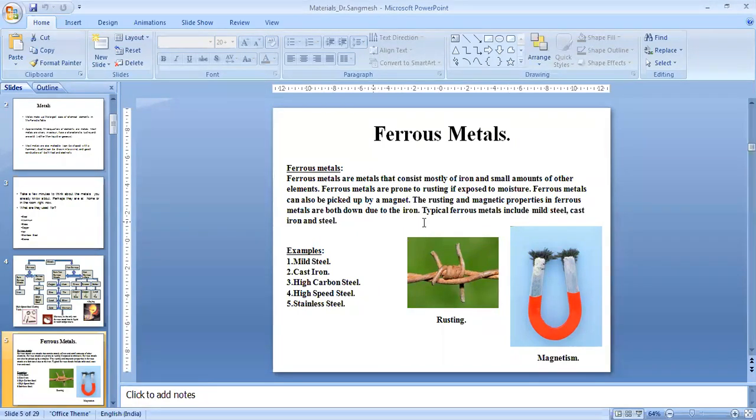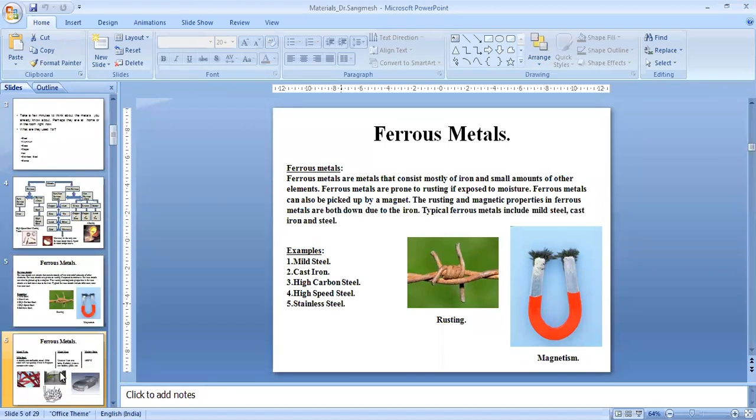That is a main issue with respect to ferrous metal. They can also be picked up by a magnet. It is very interesting to note that it is the magnetism: it attracts to a magnet, and the rusting and magnetic properties in ferrous metals are both down to the iron content. Whereas aluminum or copper will not be attracted by a magnet. That is a non-ferrous metal. Mild steel, cast iron, high carbon steel are the basic examples of ferrous material.